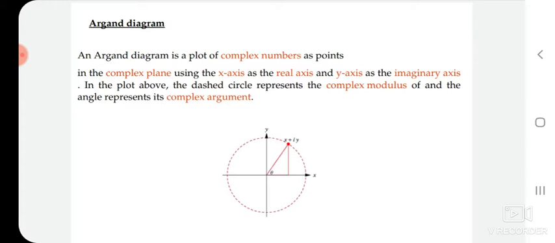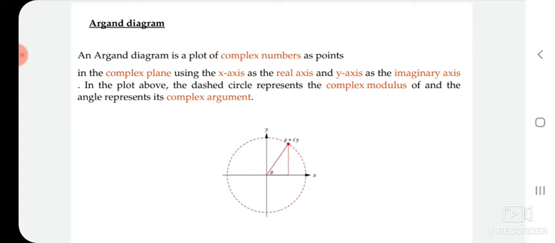It means that if we want to represent any complex number in terms of a diagram, that diagram is nothing but an Argand diagram. It consists of a plane, a two-dimensional figure, in which the x-axis is the real axis and the y-axis is the imaginary axis. The x-axis indicates the real part of a complex number and the y-axis represents the imaginary part. As we know, a complex number is the combination of a real plus an imaginary term.